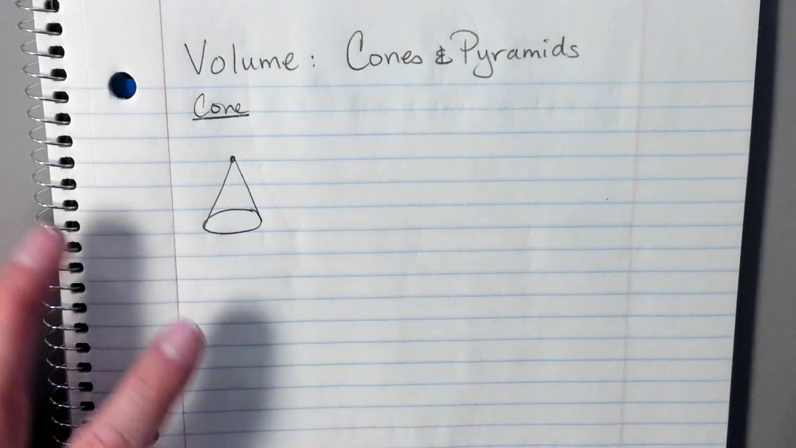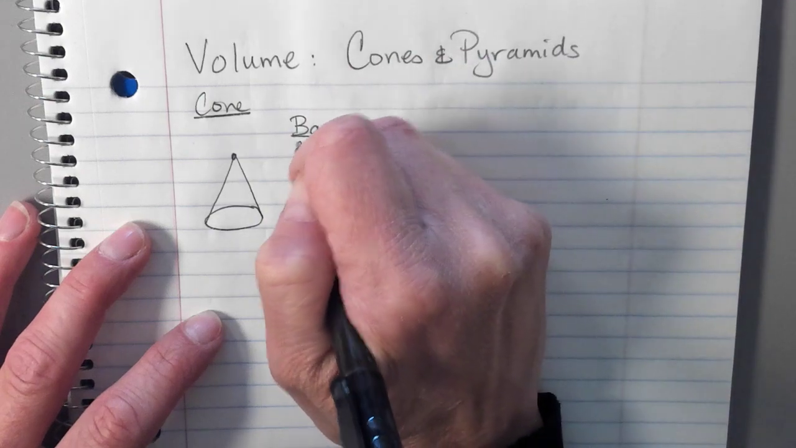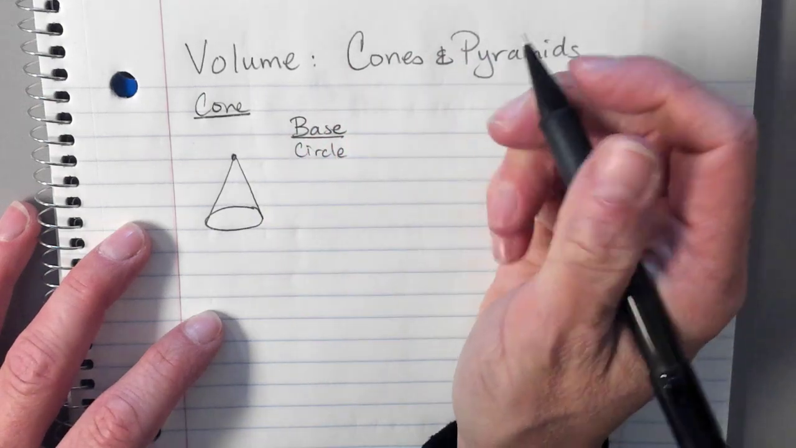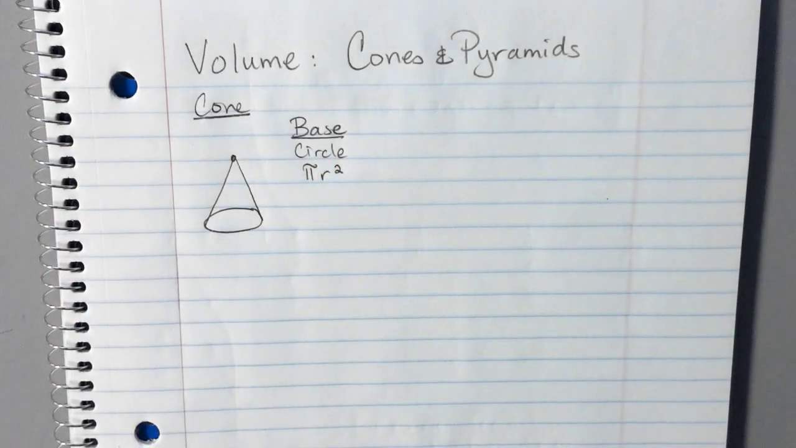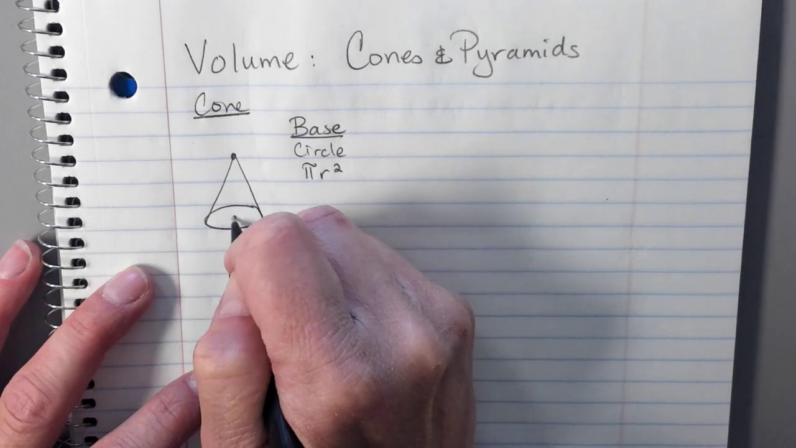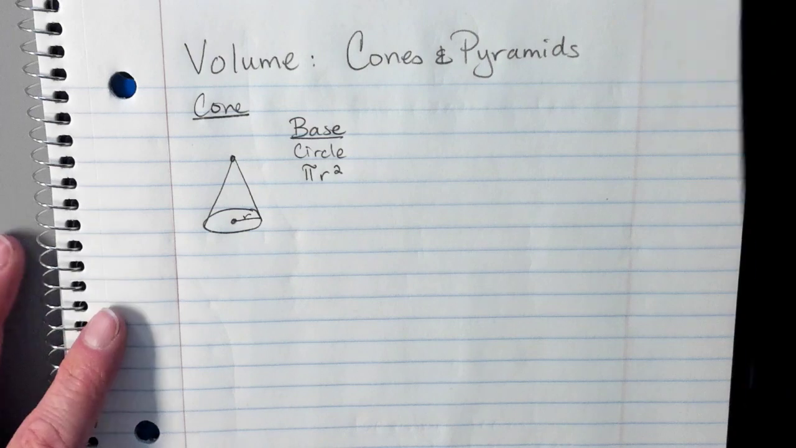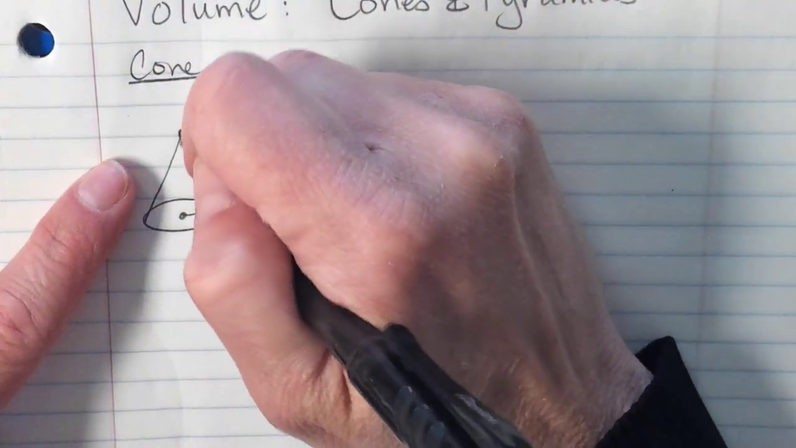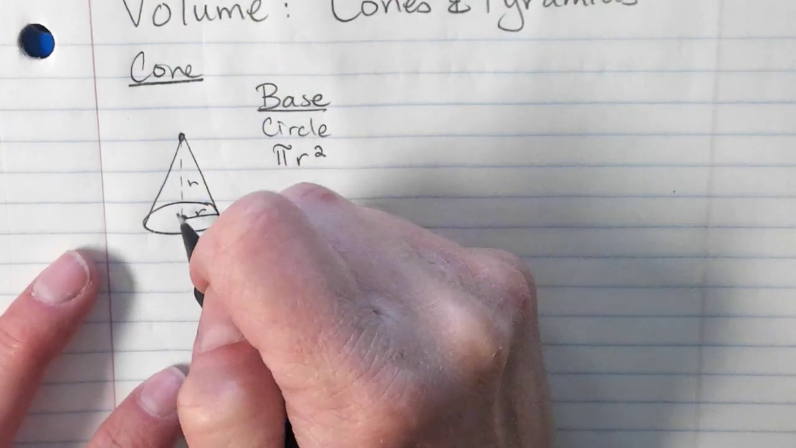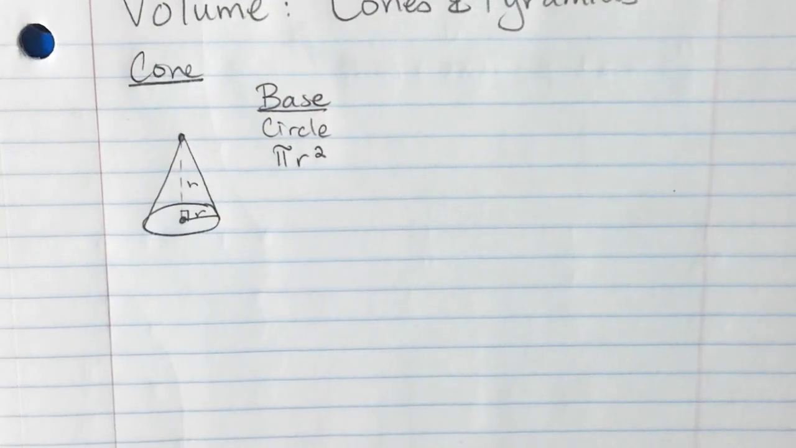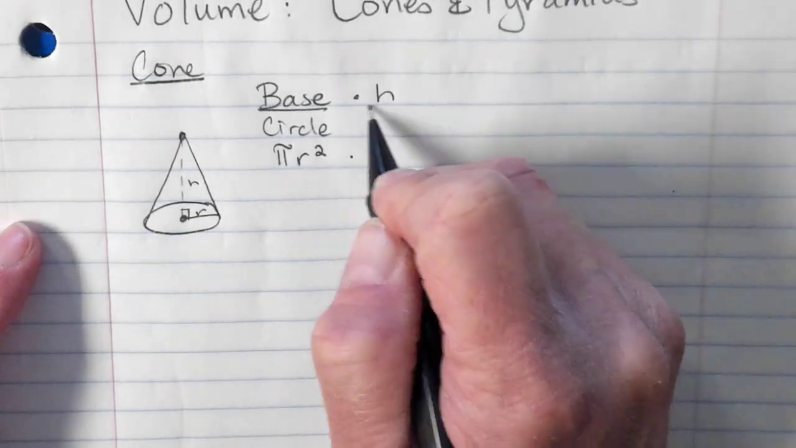So for us, the base of a cone is going to be a circle. So that area is pi r squared. I'm going to put in a center point on our circle, and label r. And then we need to multiply by our height, which is going to be perpendicular to our radius. So we've got our height.